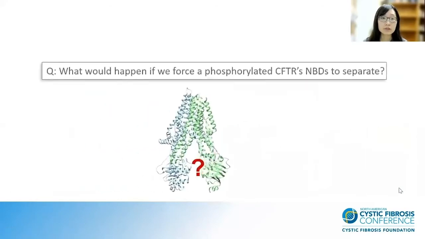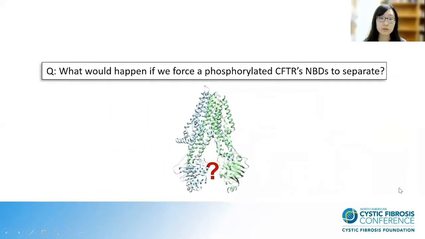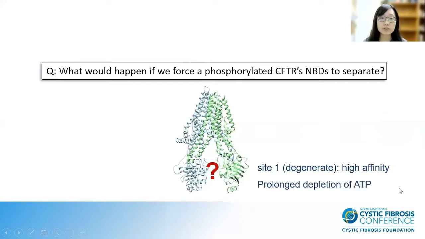But to understand the structure-function relationships of this closed state with fully separated NBDs, we ask a simple question. What would happen if we force ATP to dissociate from site 1, resulting in a complete separation of phosphorylated Cftr's NBDs? And as described earlier, ATP can remain bound at the degenerate site 1 for tens of seconds. So one simple way to force NBD separation is to remove ATP for a prolonged period of time.